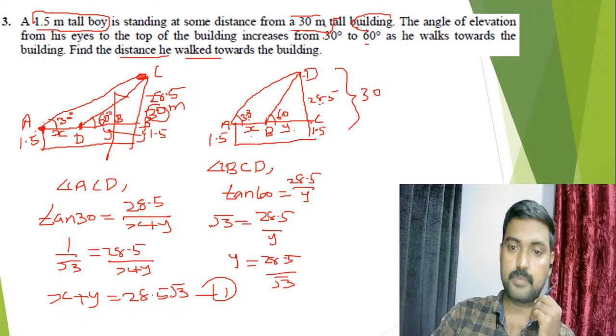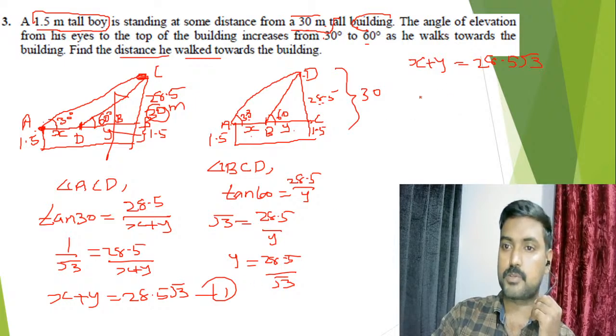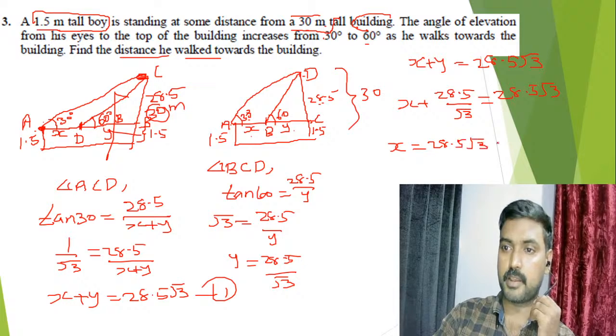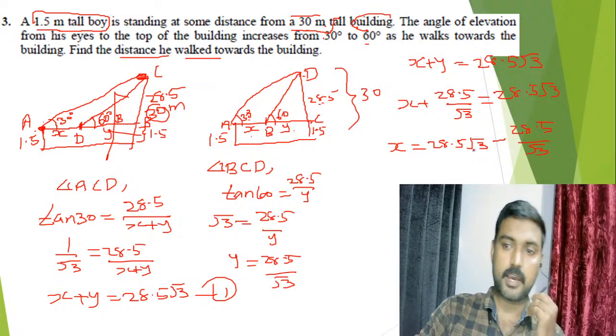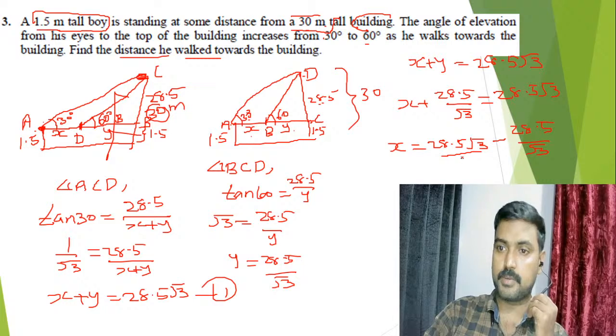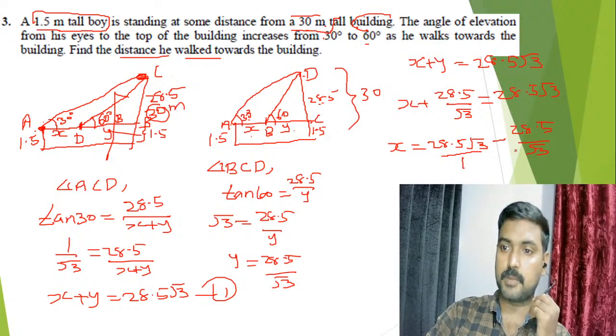Now our first equation we can write again. What is the first equation? x plus y is equal to 28.5 root 3. Okay. So instead of this y, we can give this value. So we get x plus 28.5 by root 3, which is equal to 28.5 root 3. So we get the answer x is equal to 28.5 root 3 minus 28.5 by root 3. Don't worry about these values, it can be solved very easily. Just give denominator 1 here. Now we are cross multiplying. At this time this root 3 will come to here. So root 3 into root 3 is what? 3.